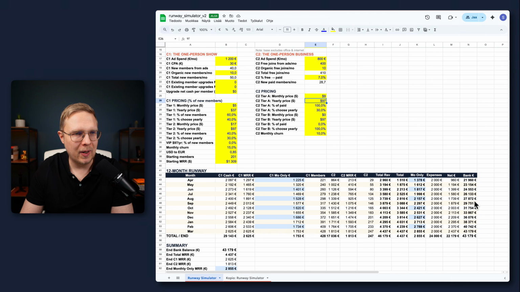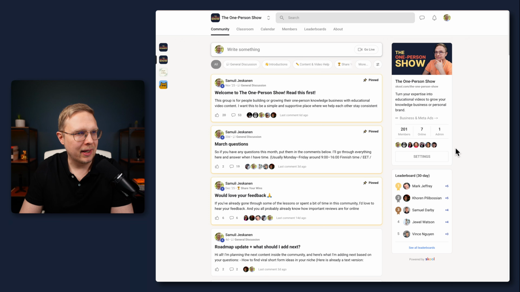So I'll just run different scenarios, like how different pricing models will work. And of course these are just simulated numbers, but I have a pretty good understanding of the cost per action, for example, of Meta ads at different price points and things like that. So this really helped me to think more about pricing, and eventually that's why I went back to the tiered pricing. And let's look at the current numbers.